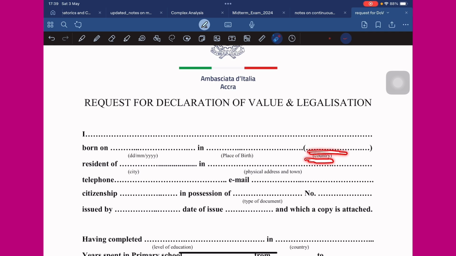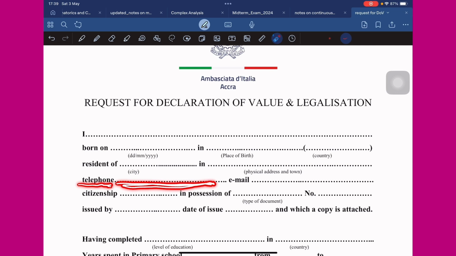In this bracket you write the country you were born. "Resident of," so you write the city you are currently living in. Here it says physical address and then town, so you write your house address here and the town in which your house is built. Then the next one is your telephone number. You write your telephone number here, but don't forget to add the country code here.